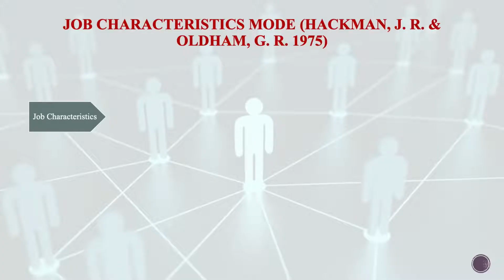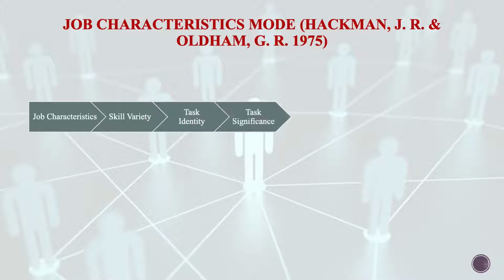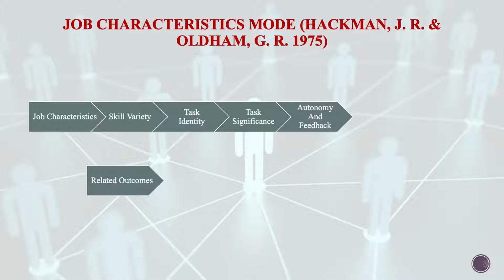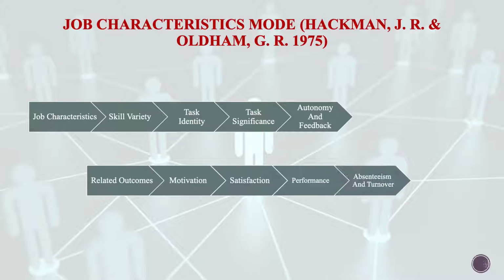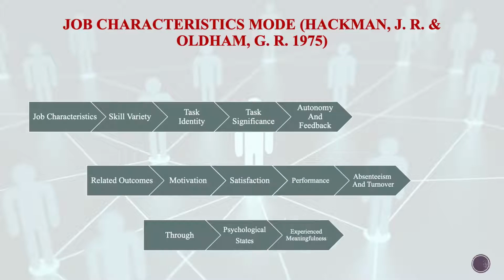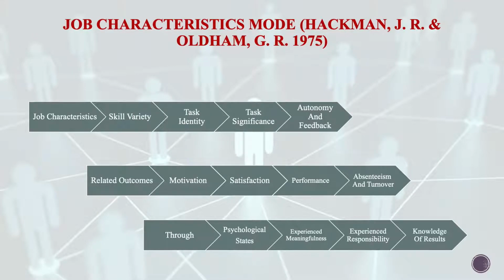The original version of job characteristics theory proposed a model of 5 core job characteristics, that is skill variety, task identity, task significance, autonomy and feedback, that affect 5 work-related outcomes such as motivation, satisfaction, performance, absenteeism and turnover through 3 psychological states. These are nothing but mediators: experienced meaningfulness, experienced responsibility and knowledge of results. This is the job characteristics model.